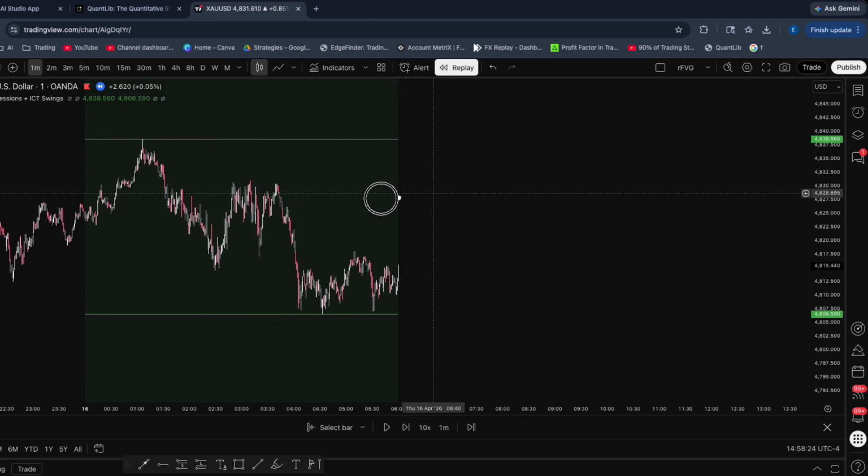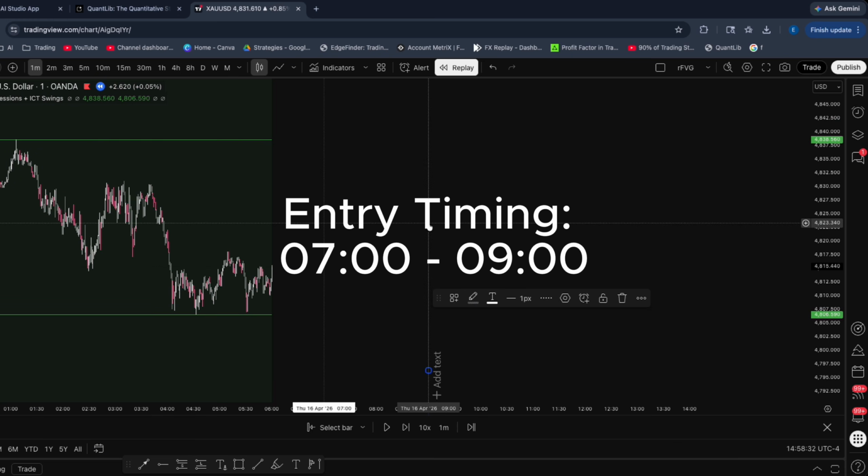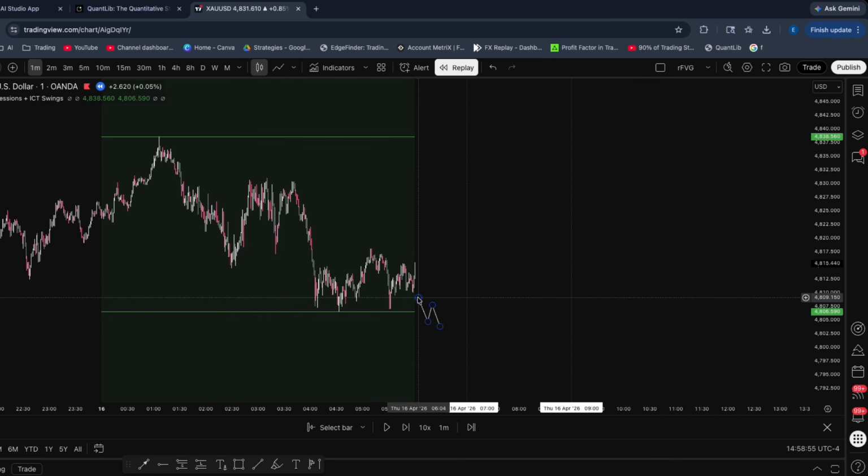So now between 7 a.m. and 9 a.m. our entry criteria must be met. What we're looking for is price to either sweep the low or the high and then give us a market structure shift. Here you can see that we took out the high. And then we got a market structure shift here.